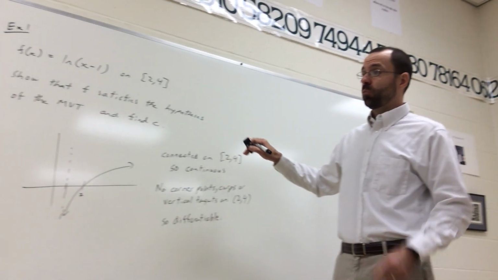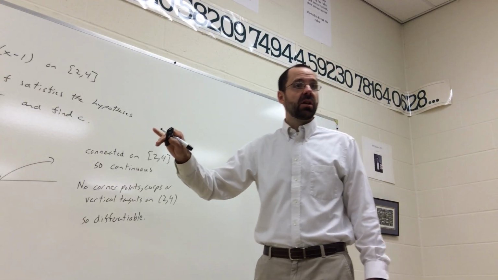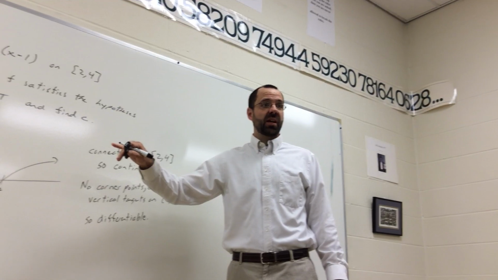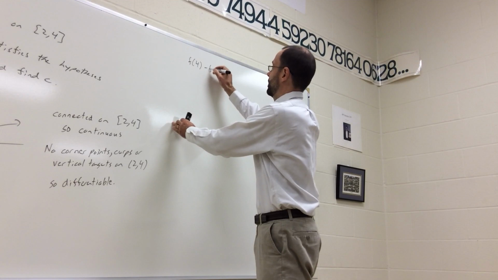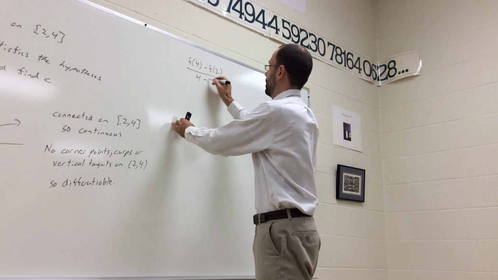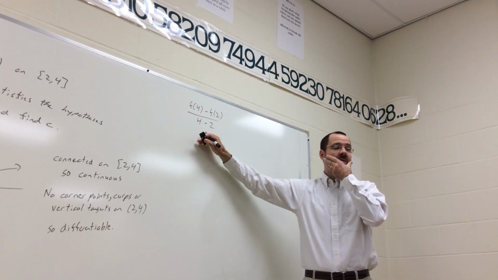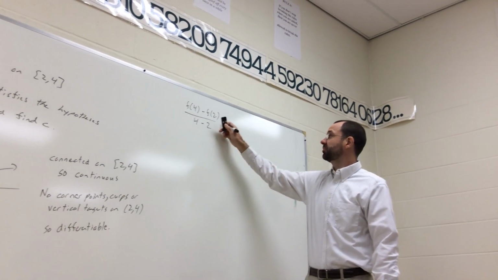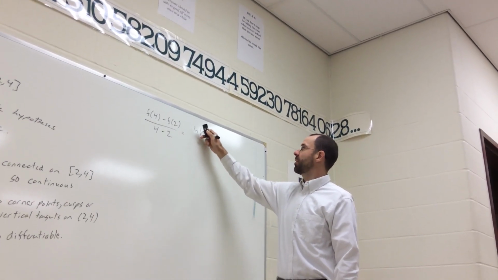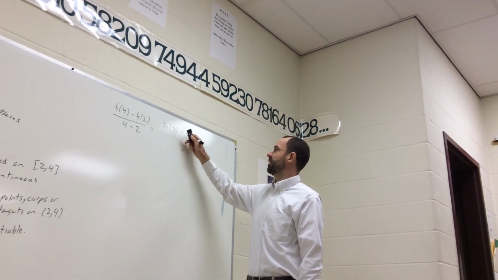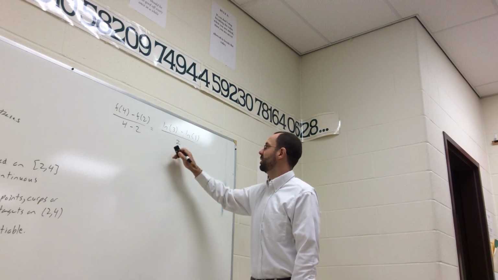Okay, so we need to find where the slope of the tangent line is equal to the average rate of change. So I'm going to start out and calculate the average rate of change. So that's f of 4 minus f of 2 all over 4 minus 2. So that's the ln of 3 minus the ln of 1 all over 2.